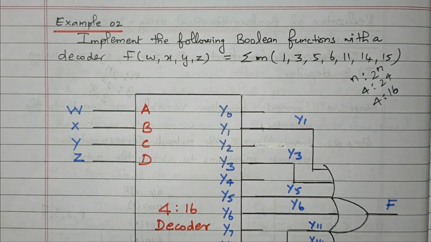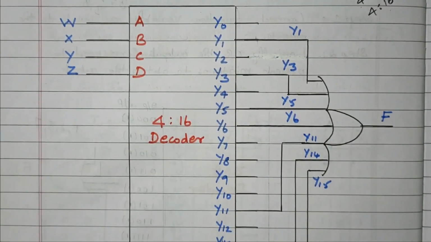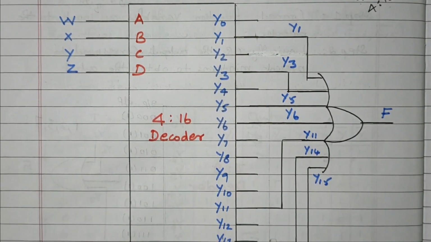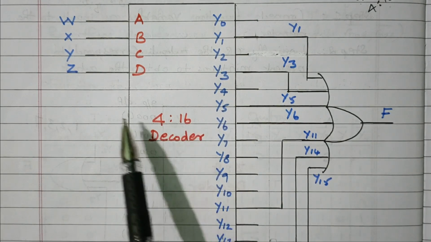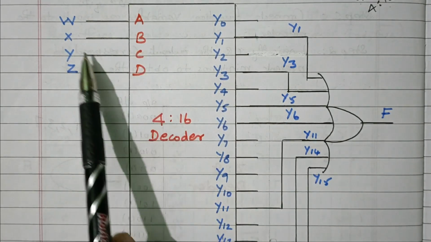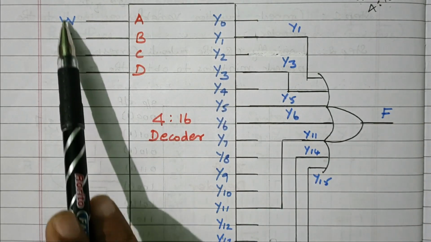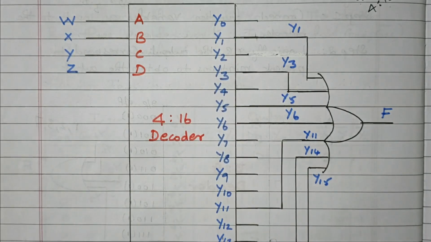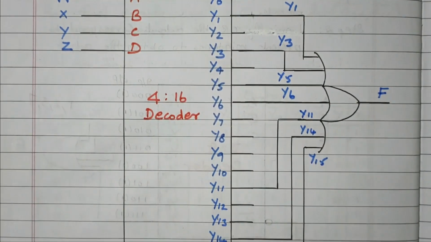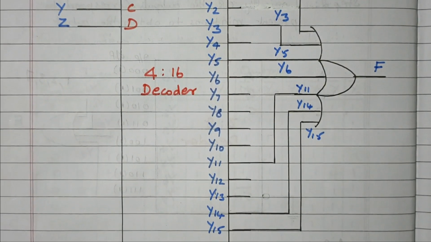Now we'll see the logic diagram. So this is the 4:16 decoder. A, B, C, D, 4 inputs, here given as W, X, Y, Z. W, X, Y, Z are the 4 inputs, and we get 16 different outputs. 16 possible outputs will be available, right?